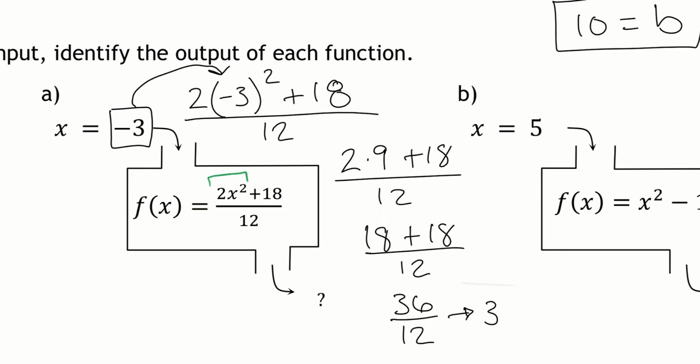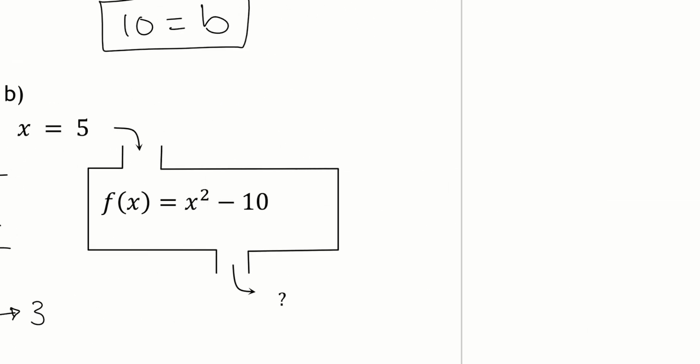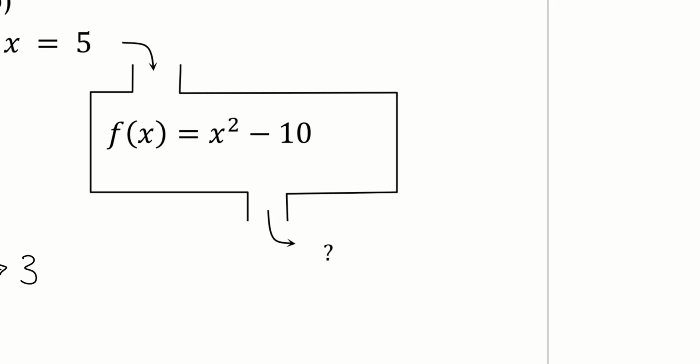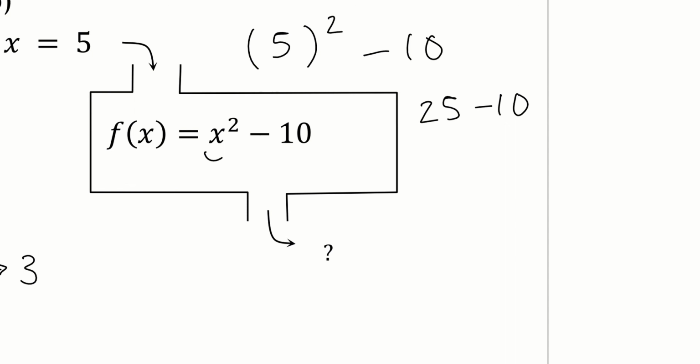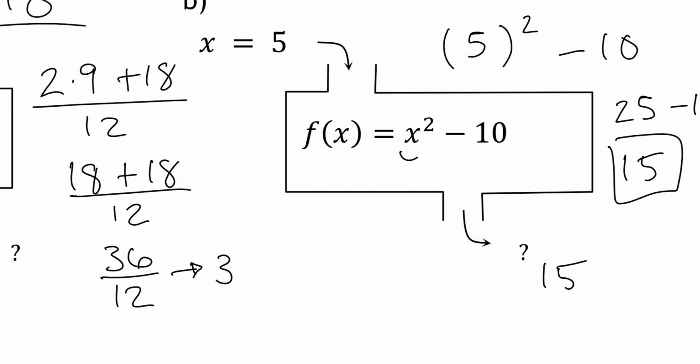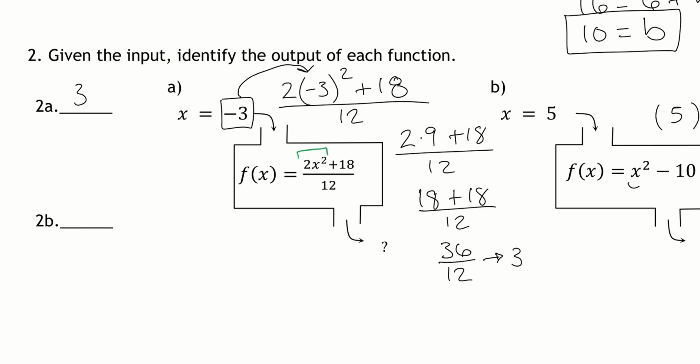Let's take a look at B. For B, this seems straightforward. I am going to be squaring the number 5 and then taking away 10. So you can see I just wrote x in parentheses for it. x gets squared and then take away 10. When I square +5, I get 25. That's 5 times 5. And 25 minus 10 gives me 15. So the output of this function should be 15. When my input is 5, my output is 15. Let's move on to the second page.